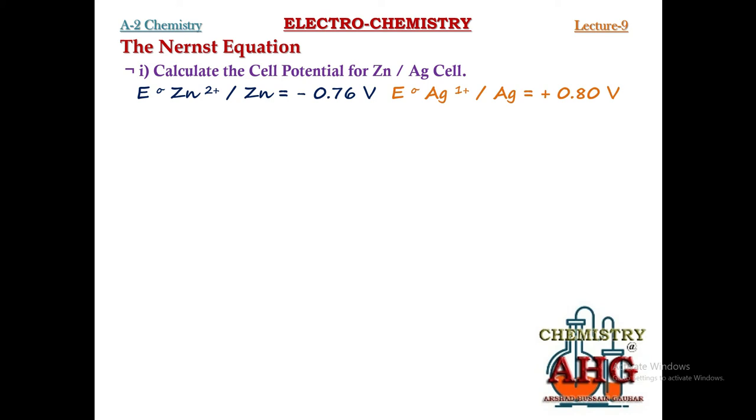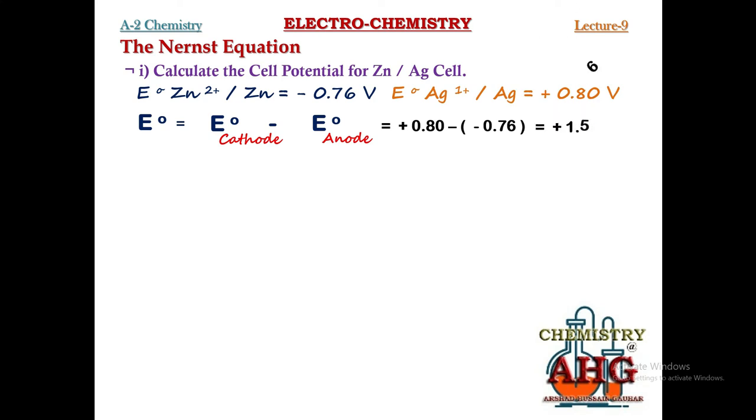So what formula do we know to calculate cell potential? Cell potential is always equal to the reduction potential of the cathode minus the reduction potential of the anode. If we insert the values, the reduction potential of cathode is positive 0.80 minus the reduction potential of anode, which is minus 0.76. If you calculate this on the calculator, the answer you will get is positive 1.56 volt. This is the cell potential before we have made any change in either of the two half cells. Now moving on to the next part, see what happens.